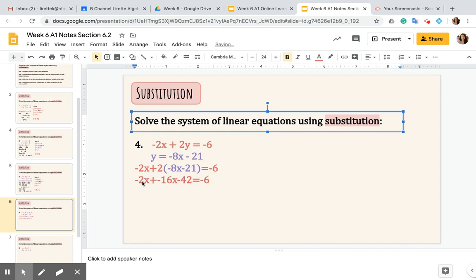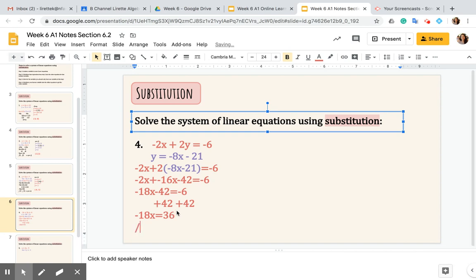I'm now going to combine my like terms. They're both negative, so I add them together and get negative 18x. And then the minus 42 equals negative 6, comes down for the ride. Next step, add the 42 to both sides. I still have a negative 18x equals, and then I'm just going to use my trusty calculator so I don't make a mental math error. I get 36. Negative 6 plus 42 gives me 36.